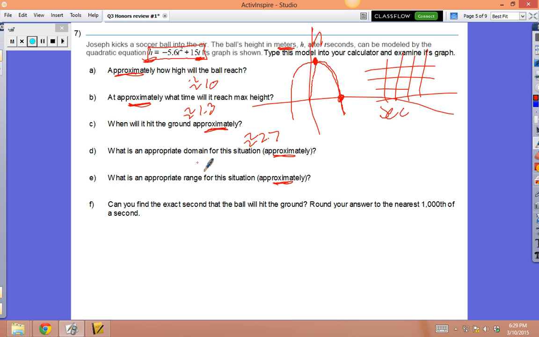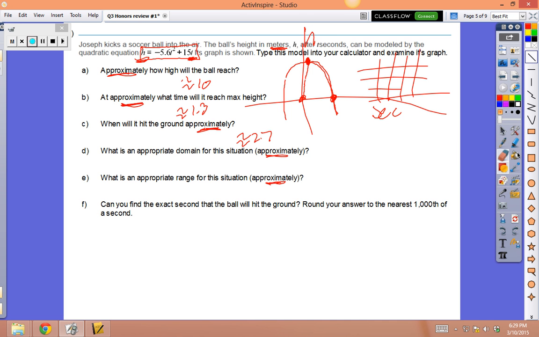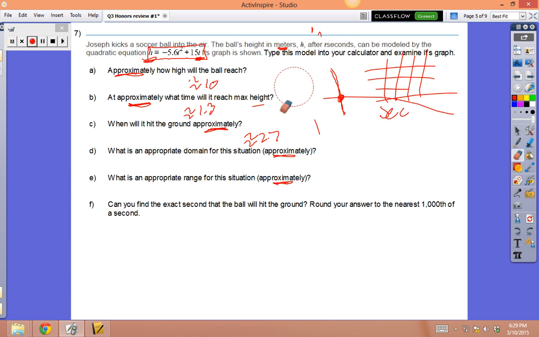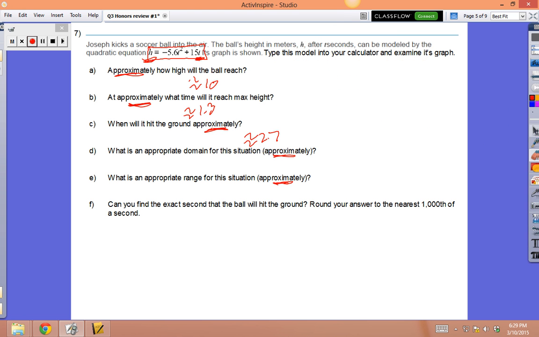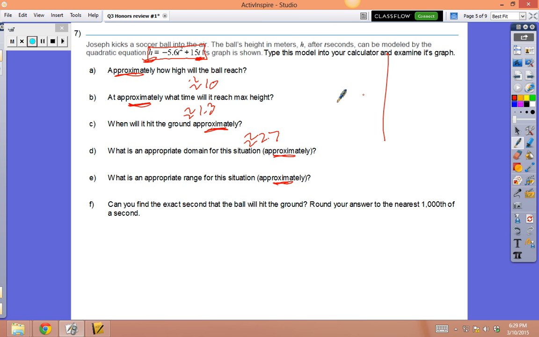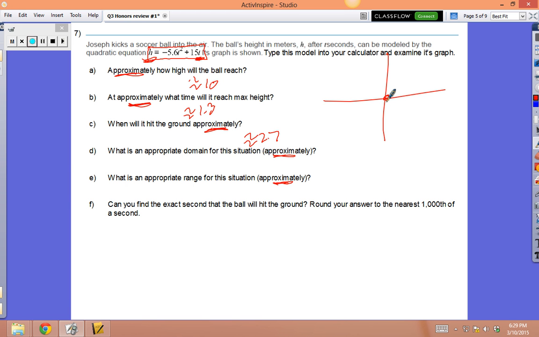Now domain and range. What is an appropriate domain? Domain is the left and right. So what is the farthest left this graph could go? If you're kicking a soccer ball, negatives don't really make sense. They don't really apply. So we're going to start here and kick it. It's going to leave your foot at 0, go up, max out, and come back down. So even though the parabola continues forever, we only care about from when it leaves your foot to when it hits the ground.